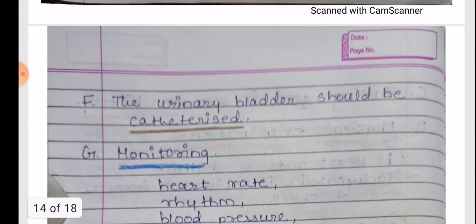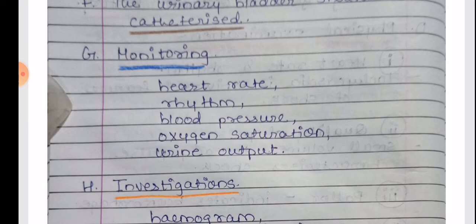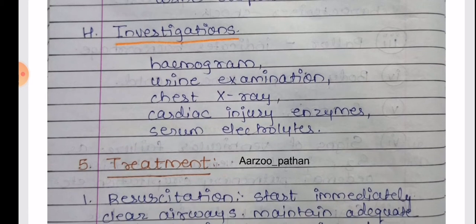The urinary bladder should be catheterized since the patient cannot go to the washroom. And lastly, monitoring and investigations. For monitoring, we need to keep in mind the heart rate, rhythm, blood pressure, oxygen saturation, and urine output. Investigations which are generally advised are hemogram, urine examination, chest x-ray, cardiac injury enzymes, and serum electrolytes.